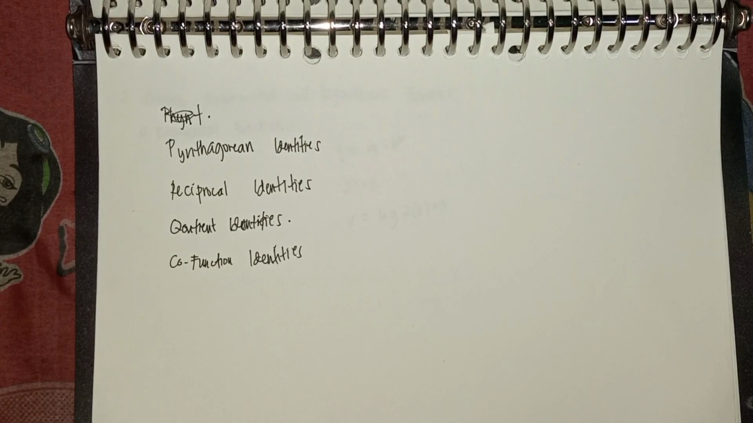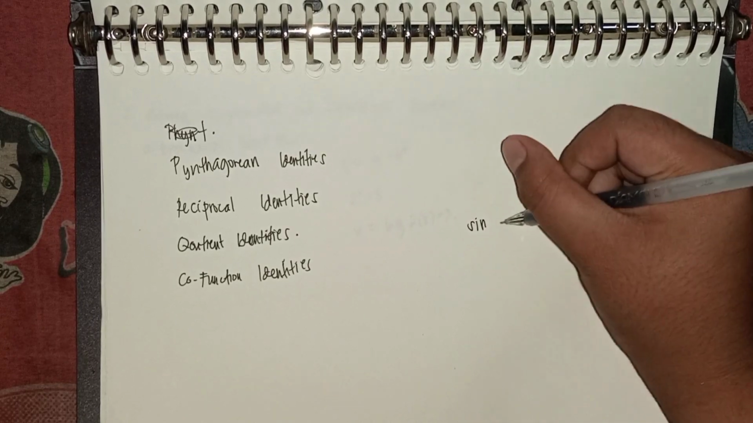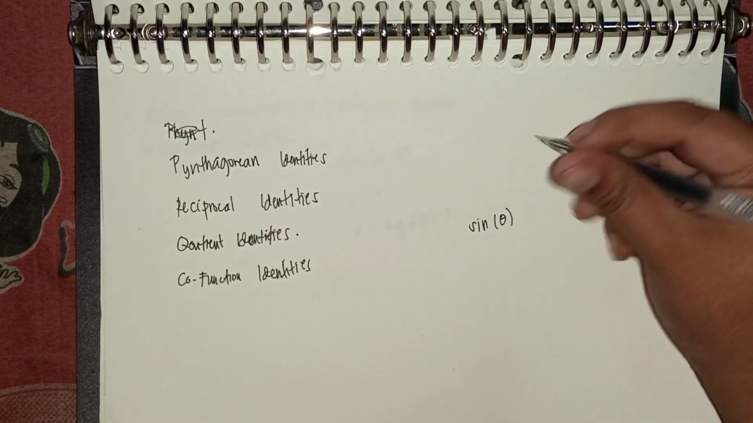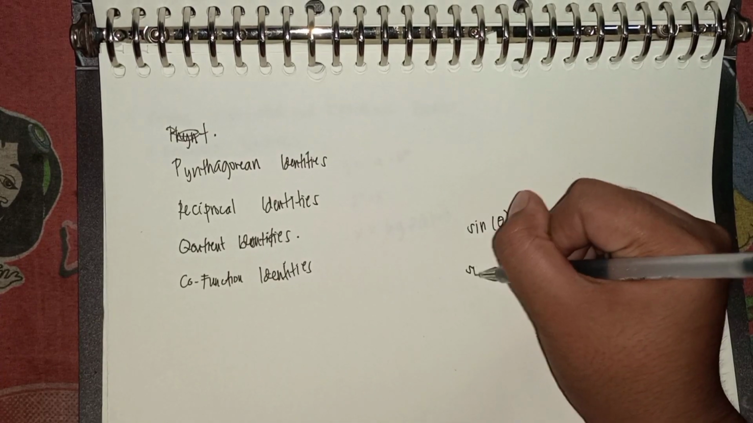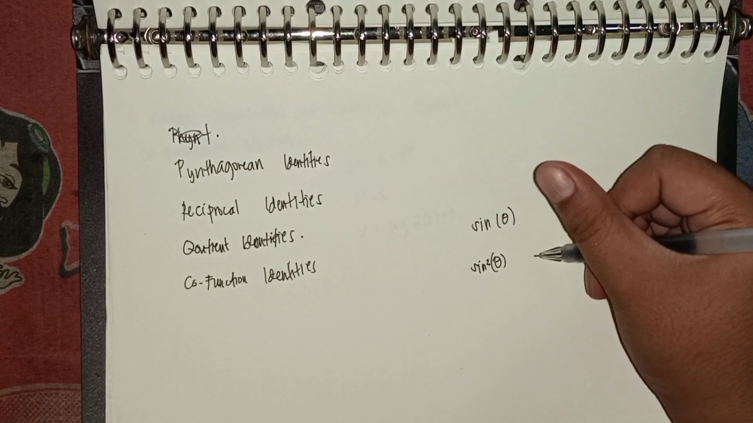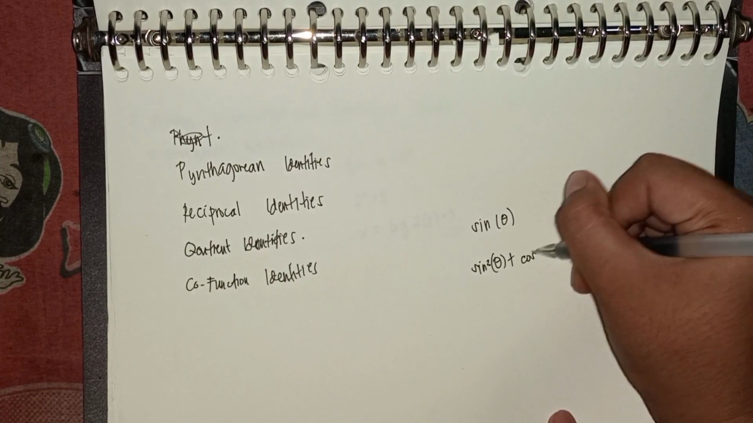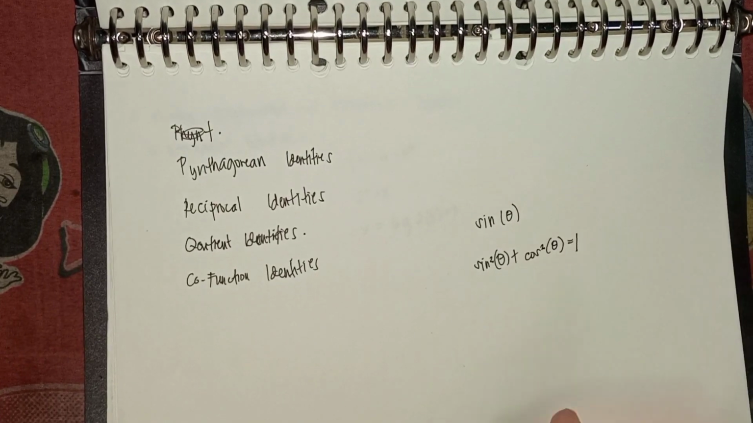By using these identities and algebraic properties such as factoring, simplifying, and manipulating equations, we can express one trigonometric function in terms of another. For example, you can express sine theta using the Pythagorean identity sine squared theta plus cosine squared theta is equal to 1.